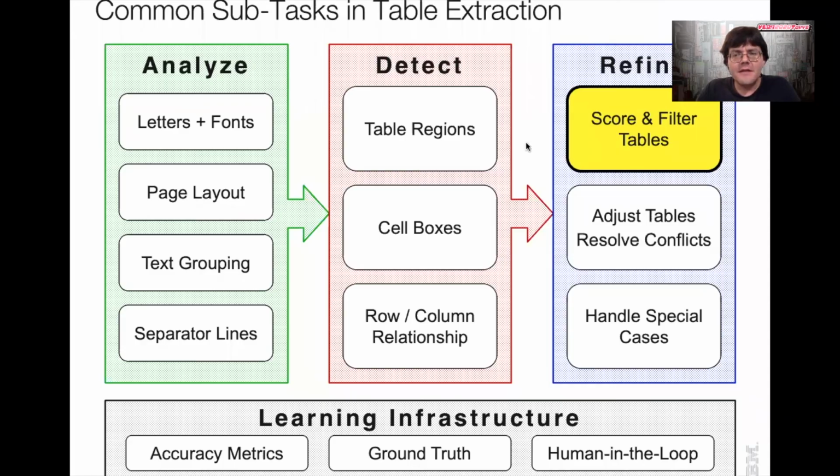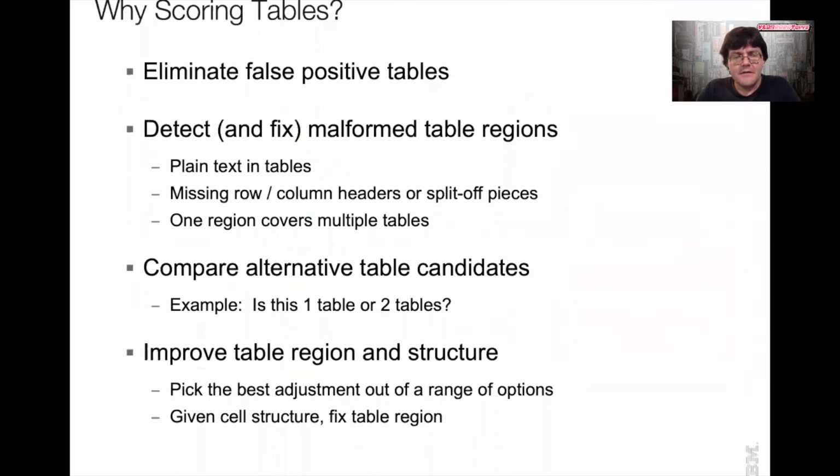Hello again, I'm Alexander. Let's now talk about refining extracted tables and cells. So the first subtask in refining is scoring tables. Why do we need to score tables? Well, first to filter out false positive tables, then detect malformed or incorrectly identified tables and perhaps fix them by changing them to improve the score.